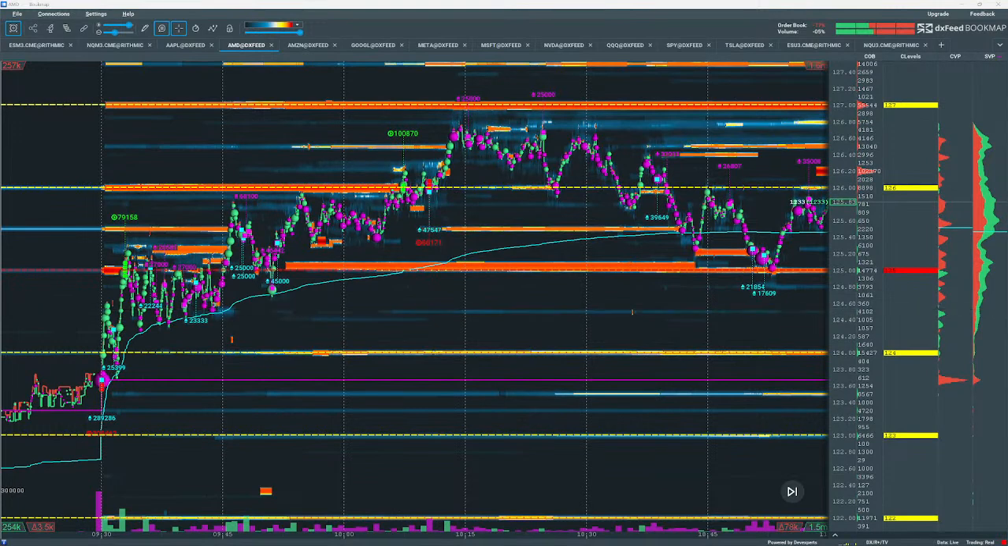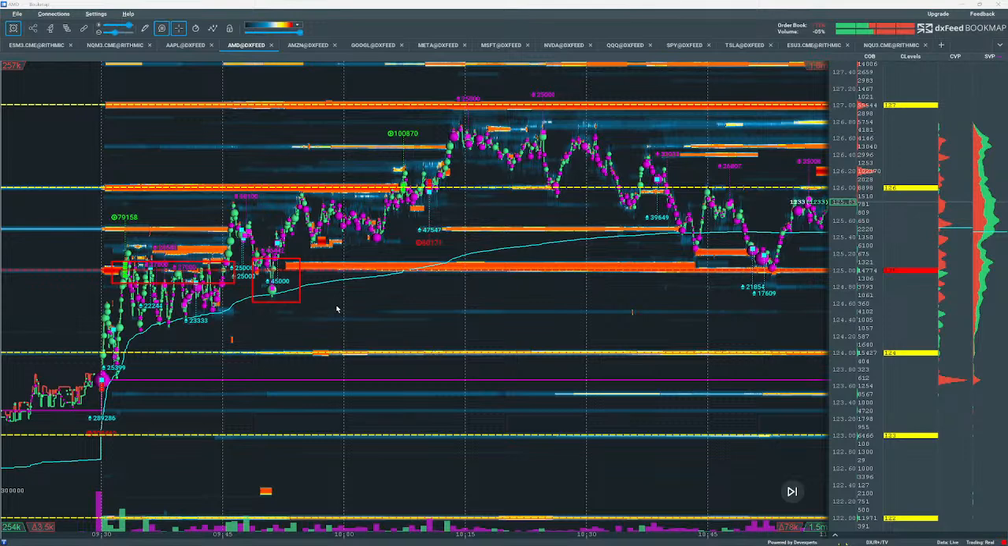And note that it did take several attempts for price to break above that level. It did a retest of that level in VWAP, and then started moving higher.